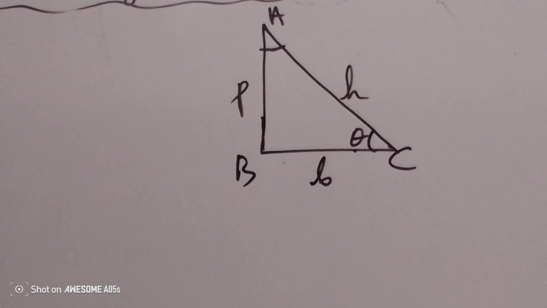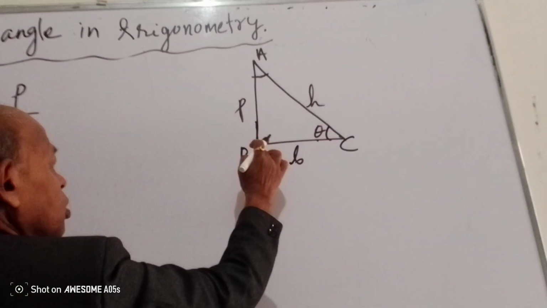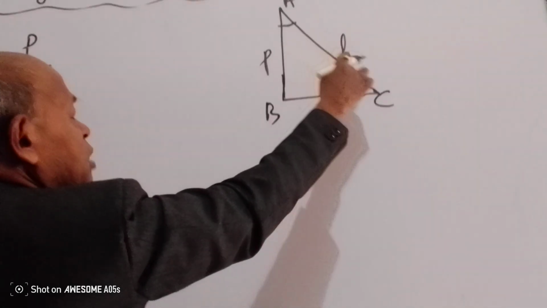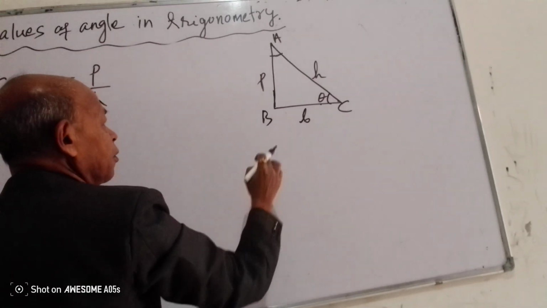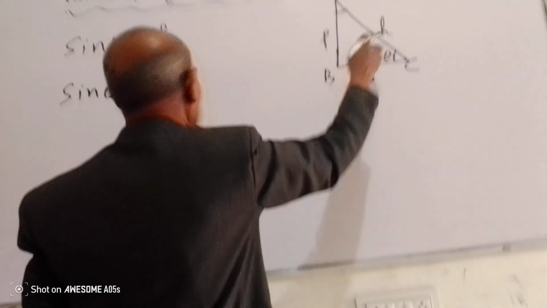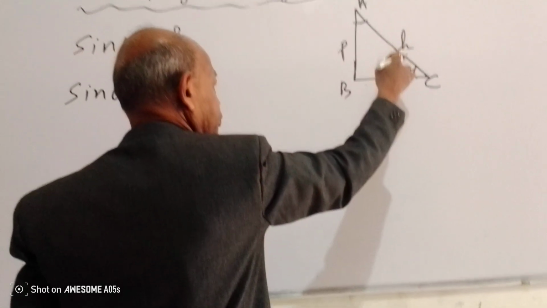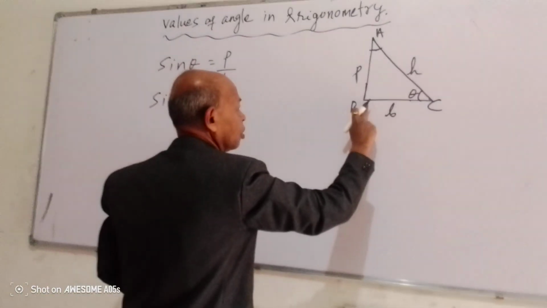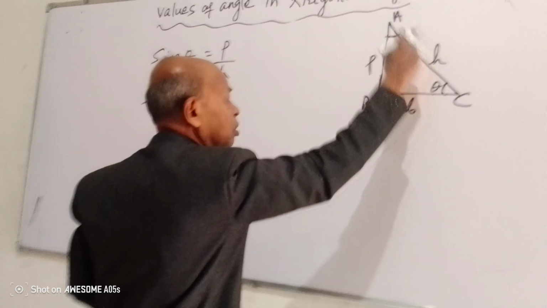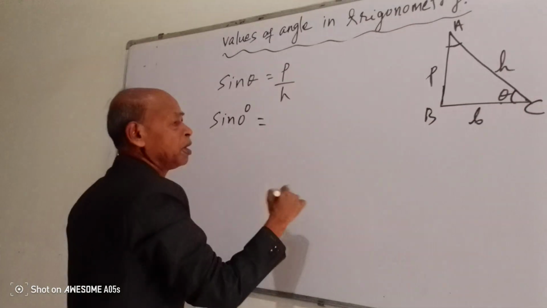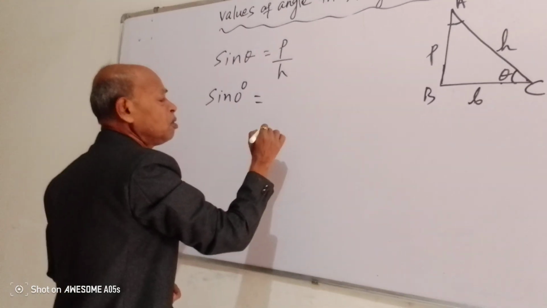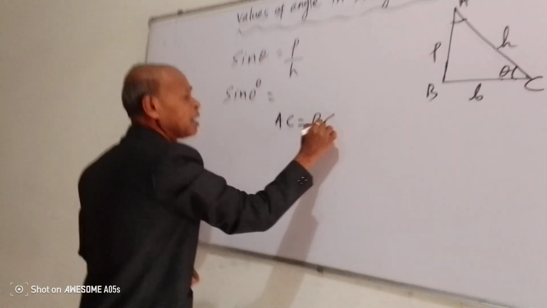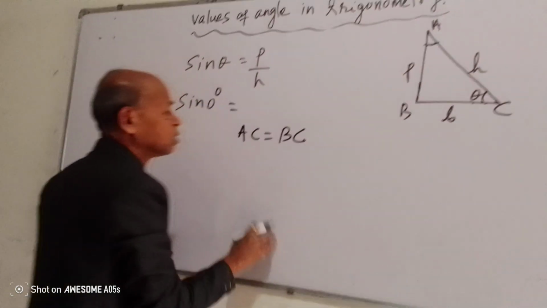Then this A will coincide with point B and the length of X will also decrease. AC will be equal to BC. Then only theta will become 0.